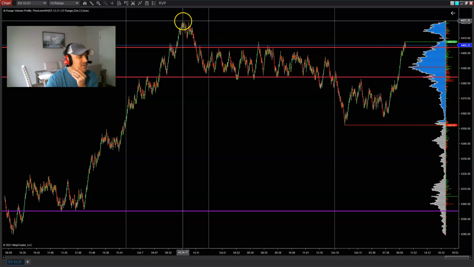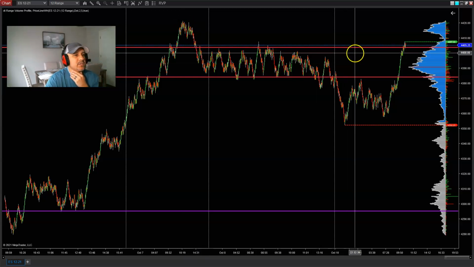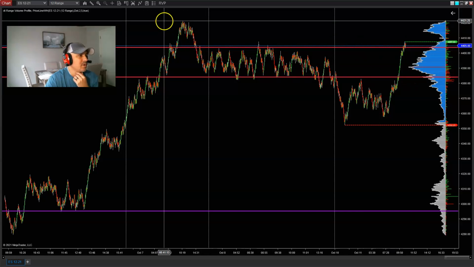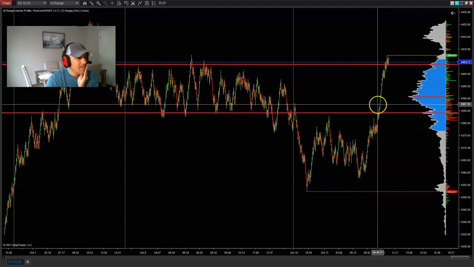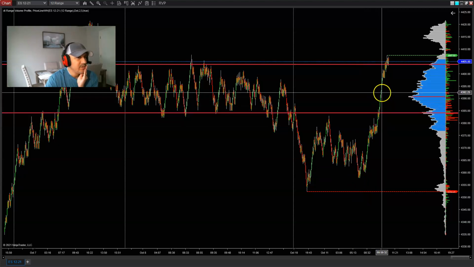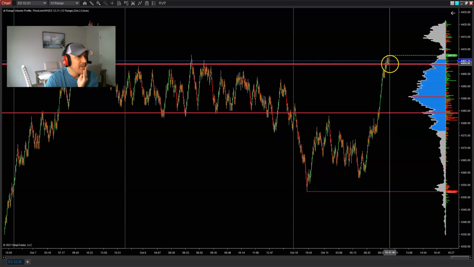Price is going to have to break 44.20, 44.21, 44.22 area if it wants to push higher. So far, not much activity, but the market's been kind of bullish today. You can see these green candles closing strong to the upside.